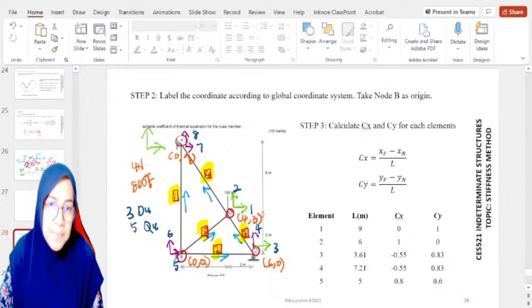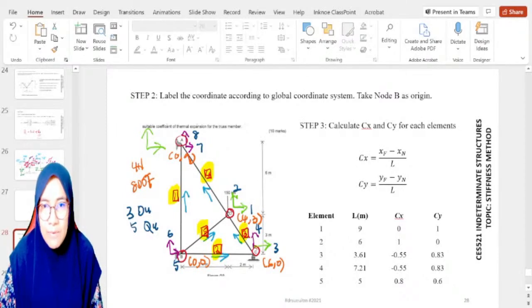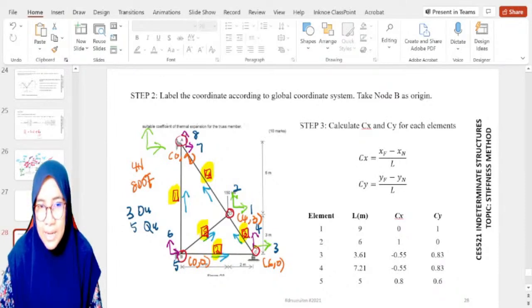We determine Cx and Cy from the coordinates. Whenever we want to calculate the Cx value, we have to look at the x values. Whenever we want to calculate Cy, we need to refer to the y values. It is far minus near. We identify far and near from the arrow, and the arrow is always going towards the far end.